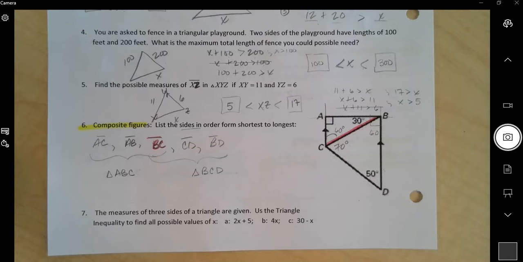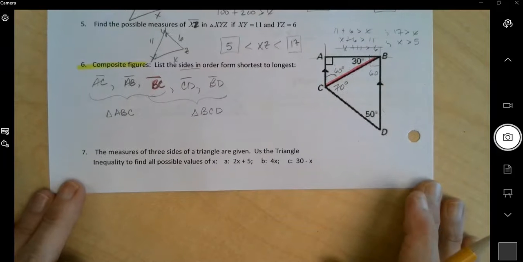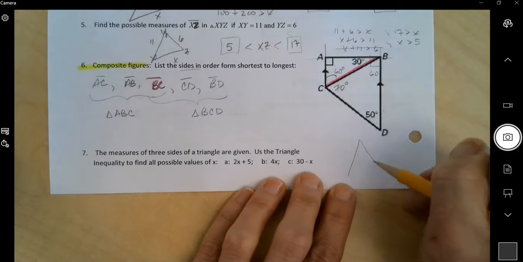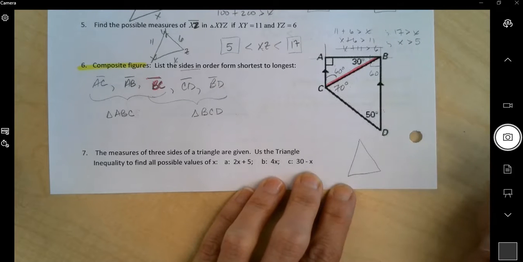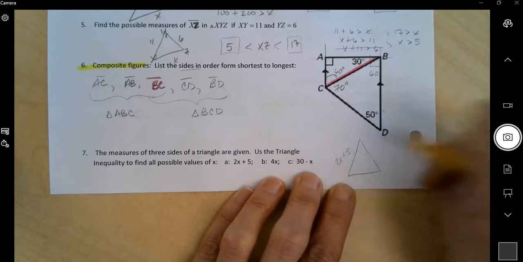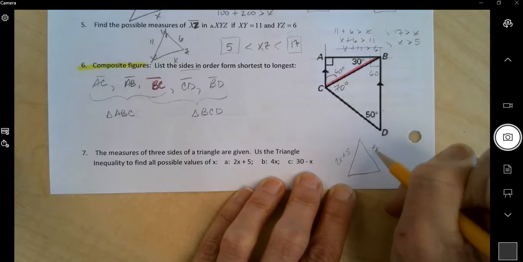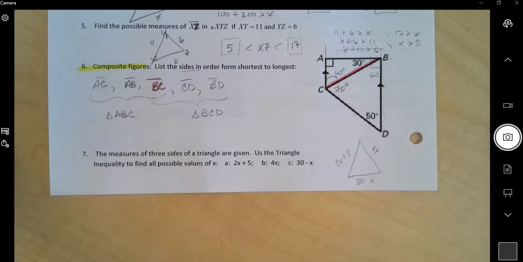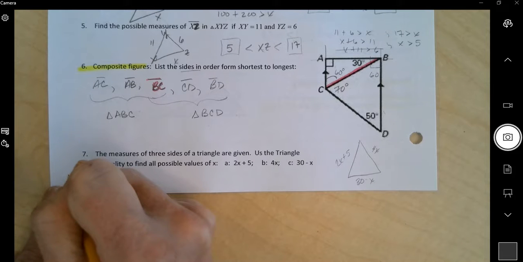All right, the measures of three sides of a triangle are given. Use a triangle inequality to find all values of x. Make sure you go ahead and draw a triangle. And give yourself 2x plus 5 on one, 4x on the other, and 30 minus x. And set up your three inequalities.